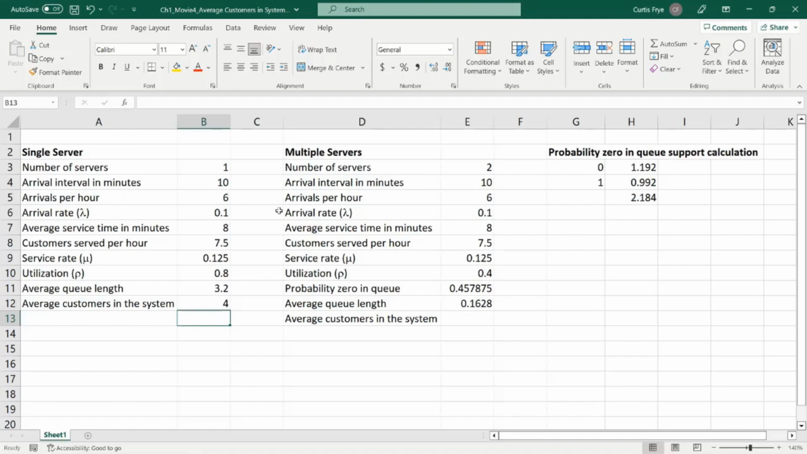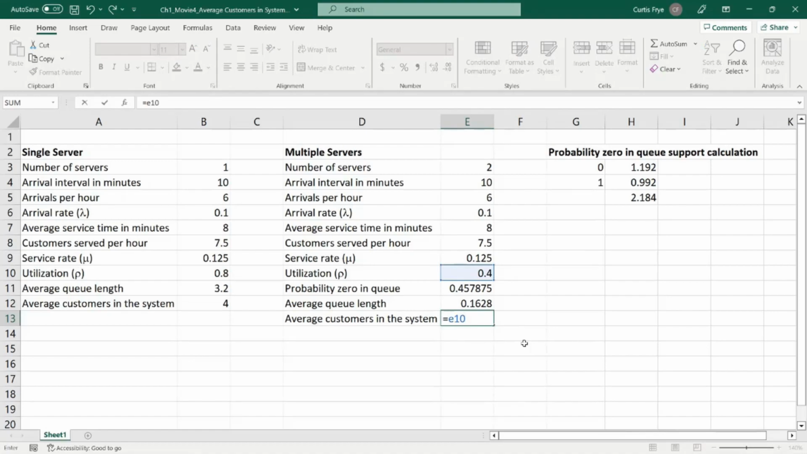Now we can do the same thing for the multiple server case with 2 servers over in column E. So in E13, and remember I had to move down a level because I had the support calculation for the probability of 0 in the queue. So in E13, I'll type equal, and that will be E10, which is the utilization, plus the average queue length, which is in E12, and enter. So you can see here that I have the average number of customers in the system of 0.5628, and that is the utilization plus the average queue length.